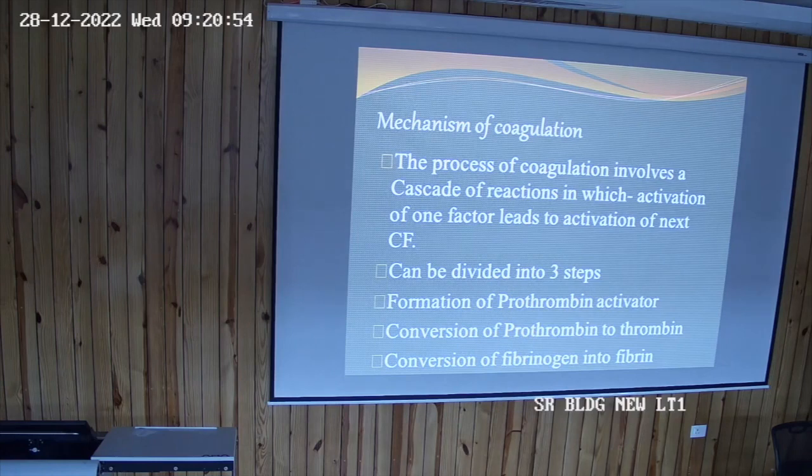For the first step, that is prothrombin activator, two mechanisms are given: one is intrinsic, the other is extrinsic. Clear? The intrinsic mechanism is an elongated mechanism. Intrinsic means inside. When there is an injury to the vessel and it gets exposed to collagen, factor 12 starts activating.